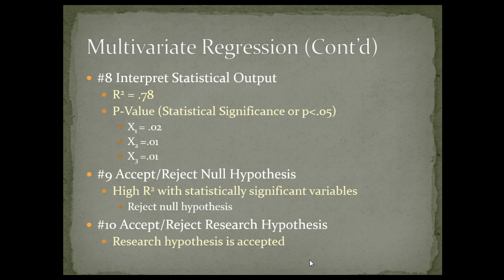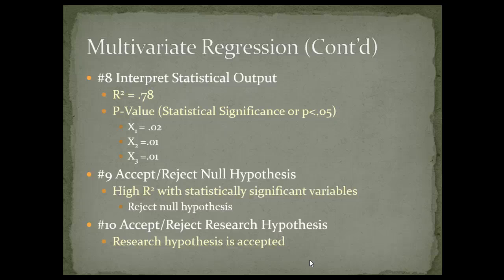So let's interpret the statistical output. Our R square is 0.78, which is a very high degree of power there, so that's encouraging. And next, our statistical significance level is P has to be less than 0.05. We can see our three variables that turned out to be less than 0.05. The other ones were excluded, either for collinearity reasons or because they didn't meet the statistical significance criteria.